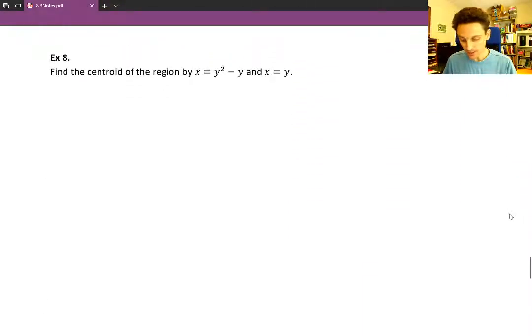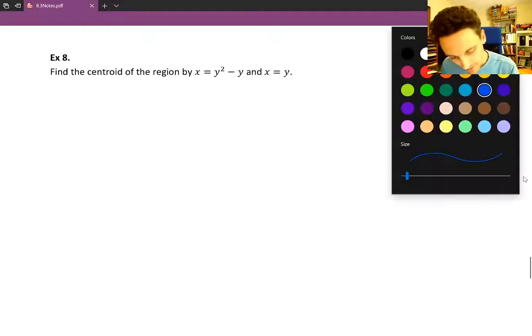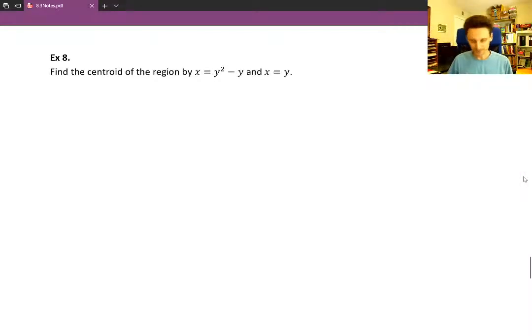We'll move on to example 8, which says find the centroid of the region bounded by x equals y squared minus y, and x equals y. I think that should actually read between those two. Let's draw a picture of those parabolas. And so what we're going to do is first find the intersection points.